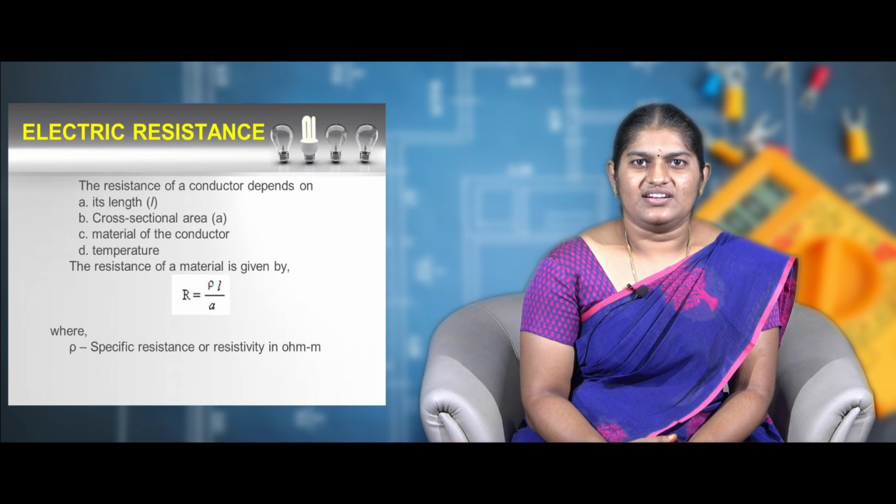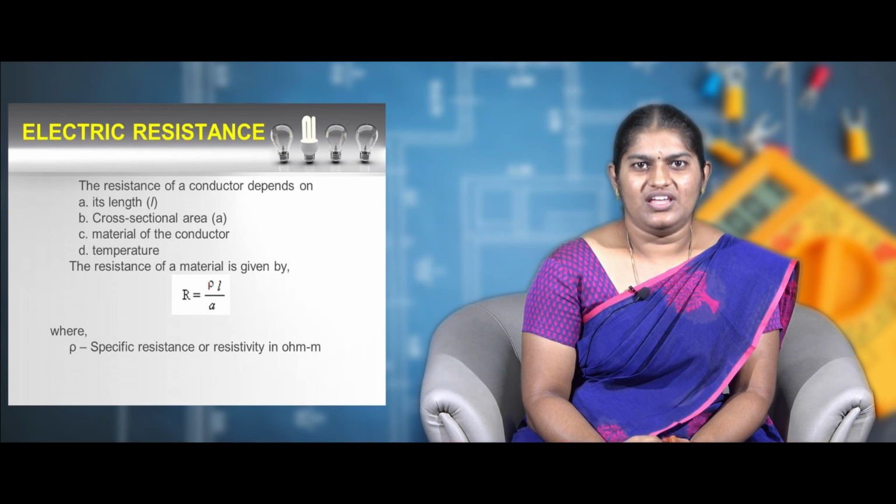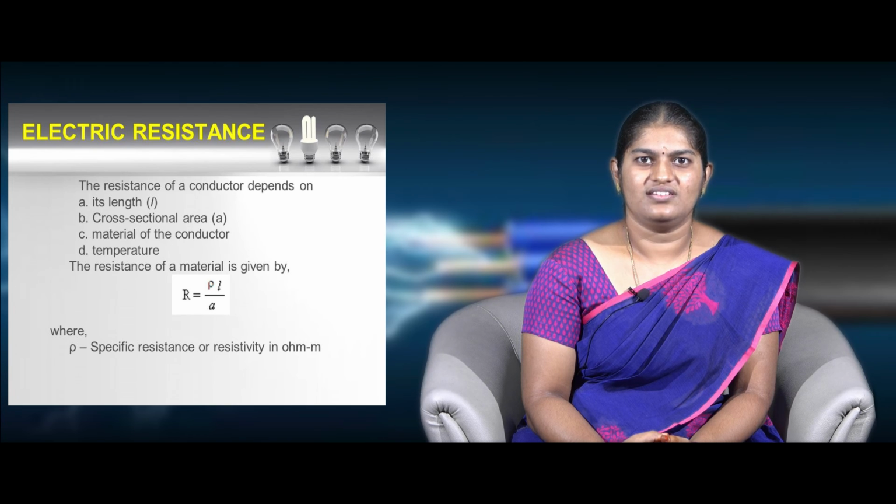The resistance of a conductor depends on the following factors. First one, length. Second one, area of cross section. Third one, material of conductor. Fourth one, temperature. The resistance of a conductor is given by the formula R is equal to rho L by A, where rho is the specific resistance or resistivity. It is expressed in ohm meter.